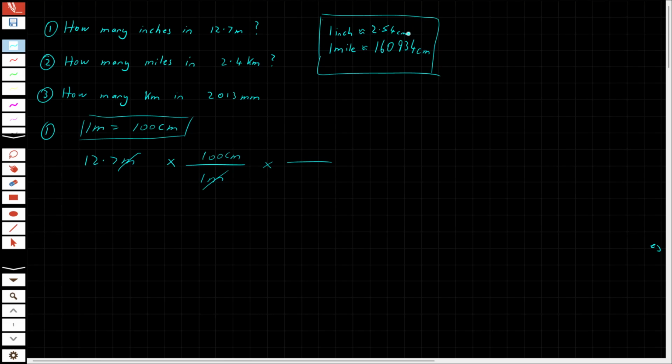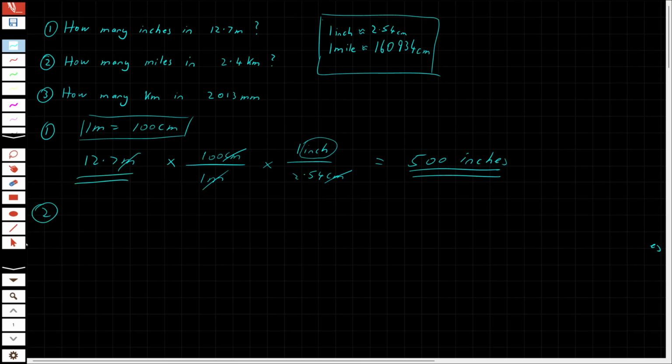And we know that 2.54 centimeters is equivalent to 1 inch. So we're left with the inches in this equation and everything else cancelled out. Multiply the numbers on the top, then divide through the numbers on the bottom, just like normal fractions, and we get 500 inches is equal to 12.7 meters.